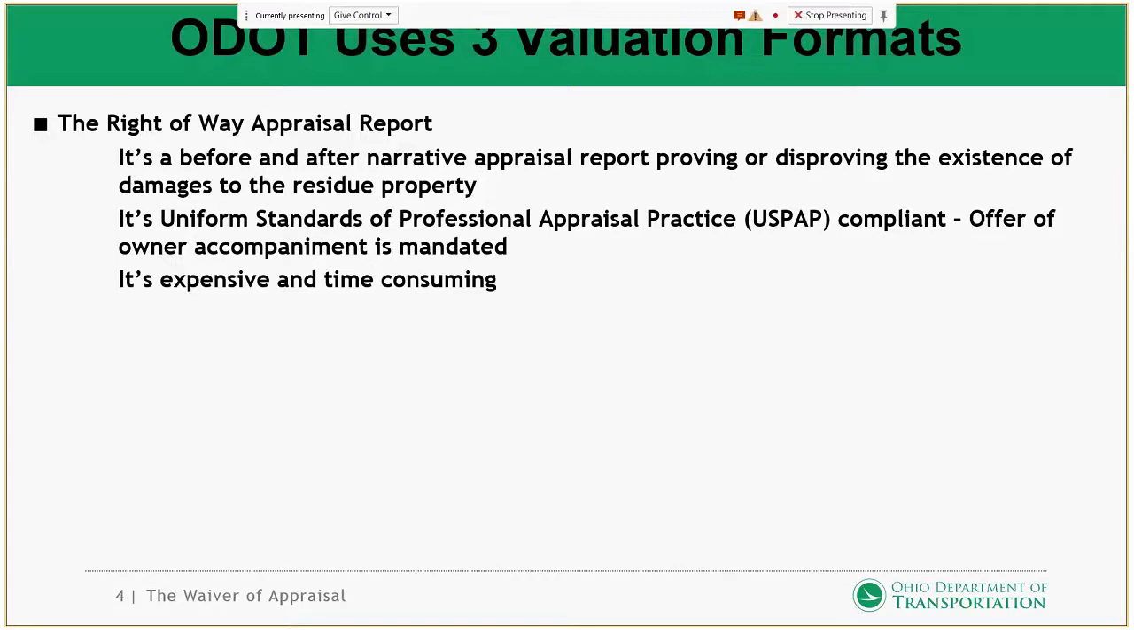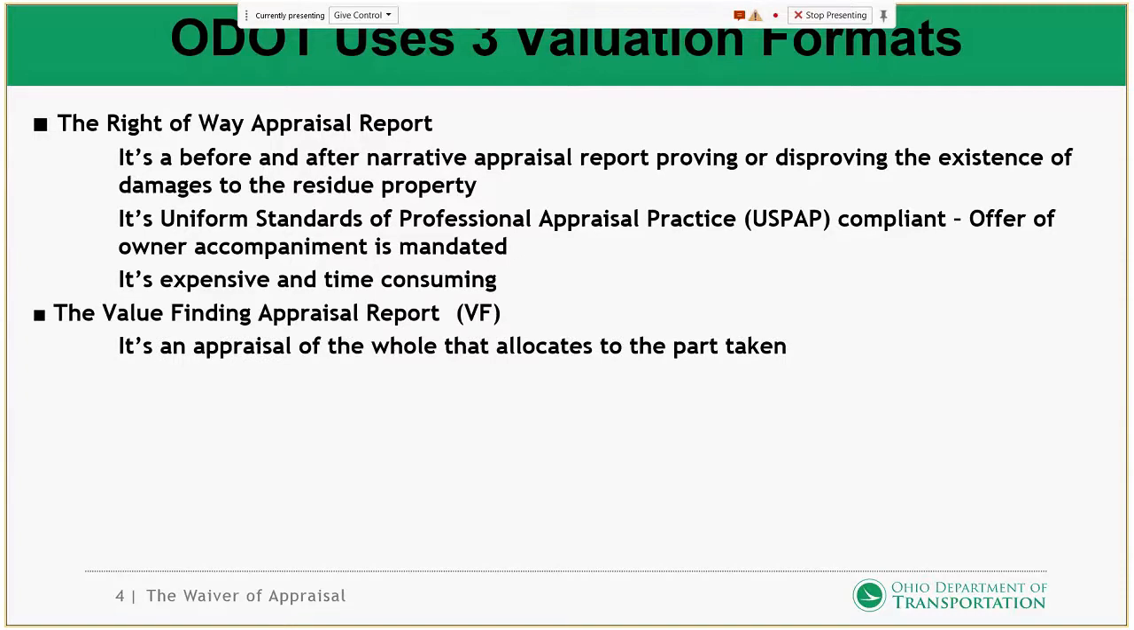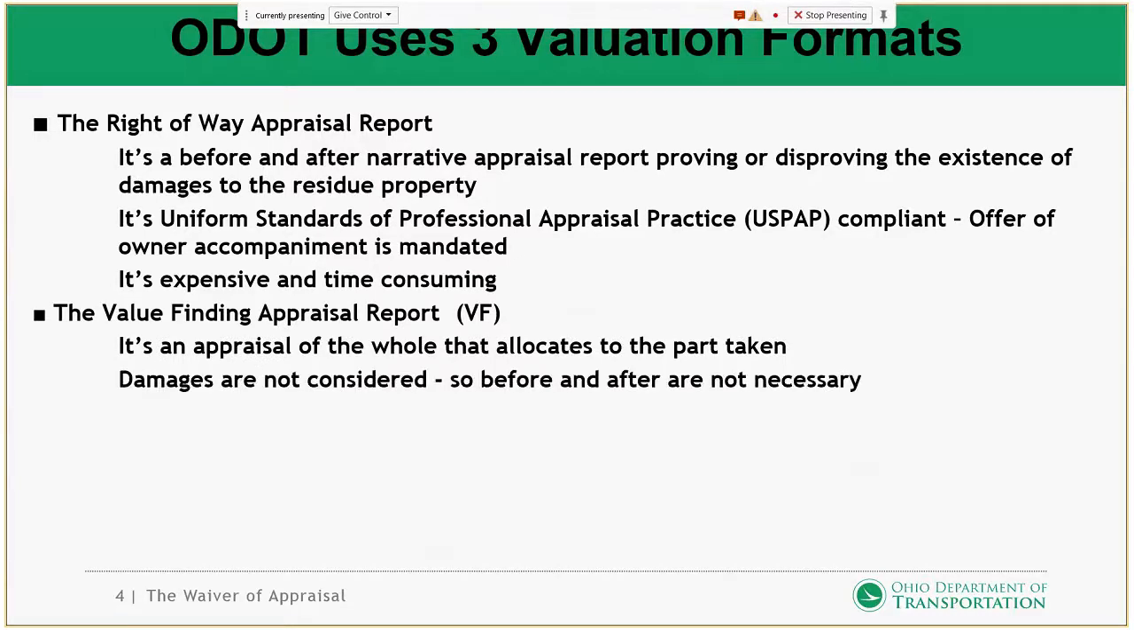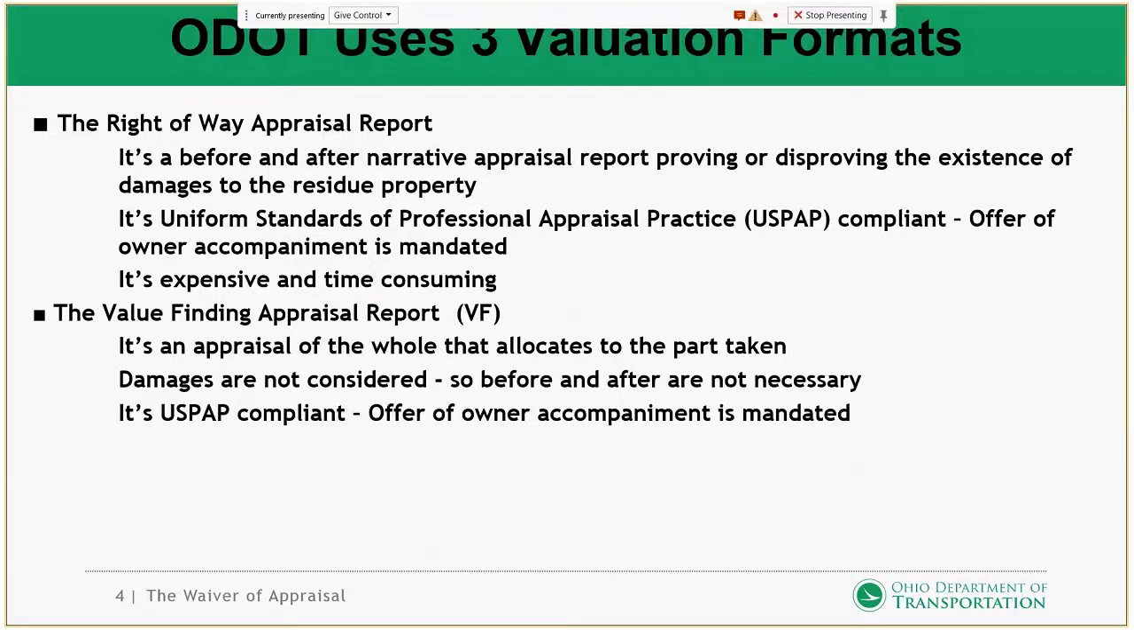Not a problem. These right-of-way appraisal reports are very expensive and they're time-consuming. The next valuation format is the value finding report, also known as the VF. It is an appraisal of the whole that allocates to the part taken. Damages are not considered, so we don't require a before and after analysis. These appraisal reports are USPAP compliant, and the offer of owner accompaniment is mandated because it is an appraisal.